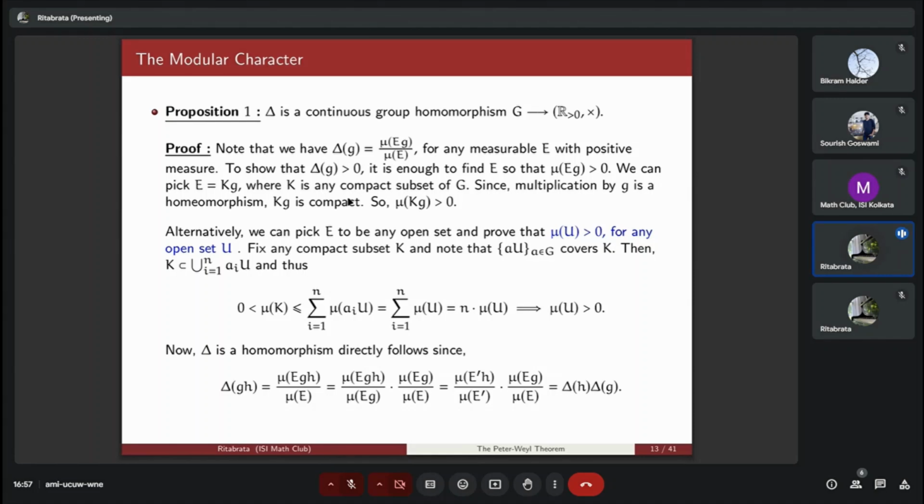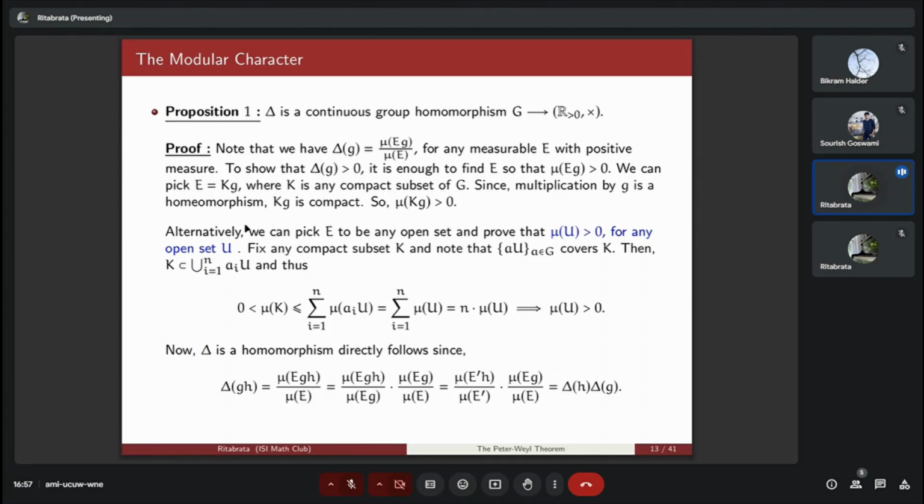Then mu of E is clearly greater than 0 because multiplication by G is a homeomorphism. K is compact means Kg is also compact, the image of K under the homeomorphism G. I mean, we don't need homeomorphism, just continuity is enough. So Kg is compact and mu of Kg is greater than 0. We can just pick delta of G to be mu of Kg by mu of K. Both are non-zero, so delta of G is non-zero for every G.